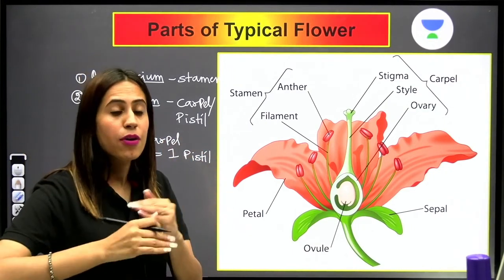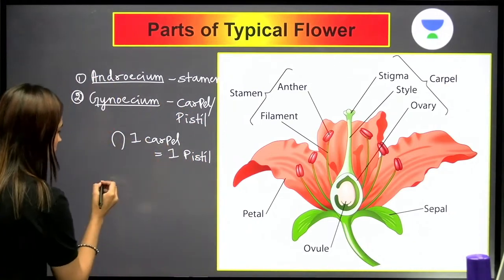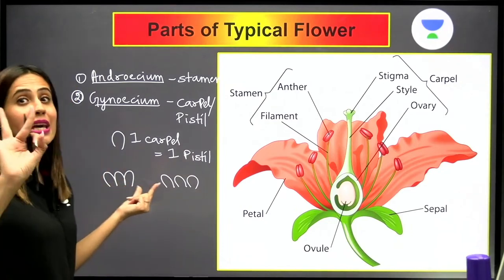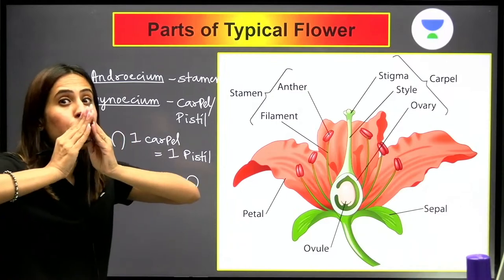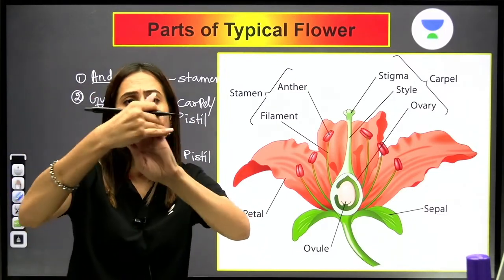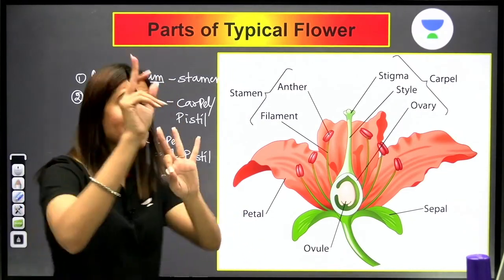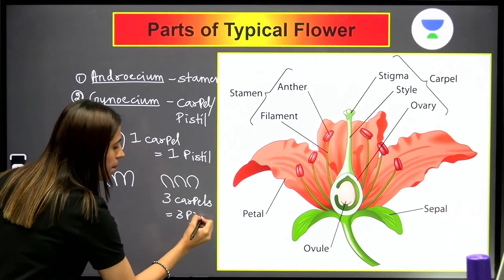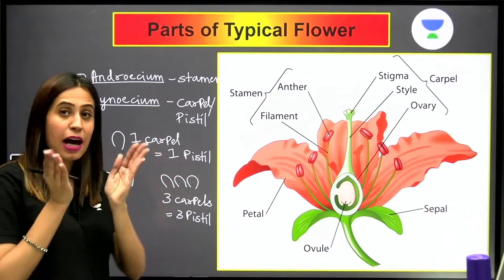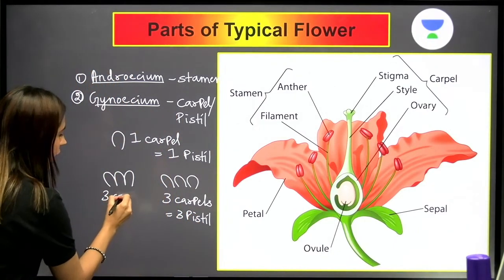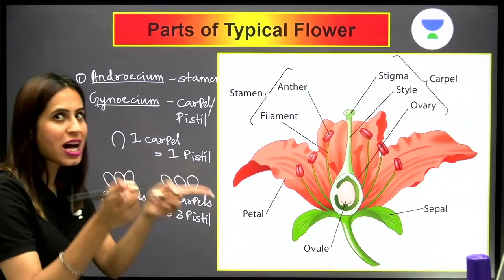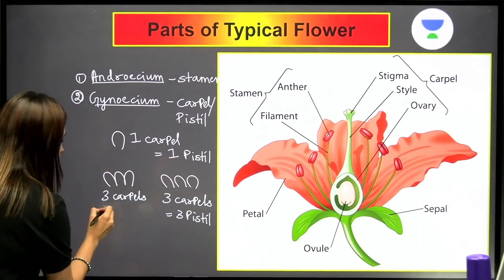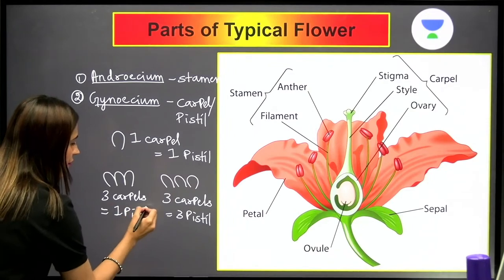But when we have more than one carpel in a typical flower, now can you see here there are three carpels and the carpels are fused. Yes, you have three carpels and they are fused like this. But when you have three carpels free like this, these three carpels are equal to three pistils. But where the carpels are fused, three carpels can be considered equal to one pistil.